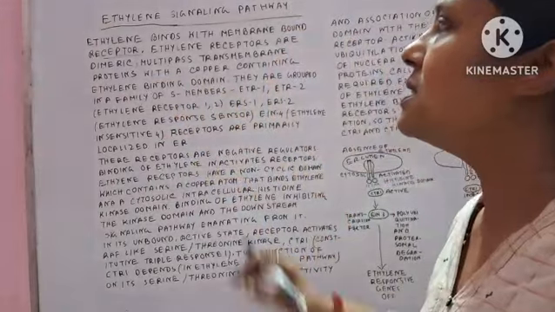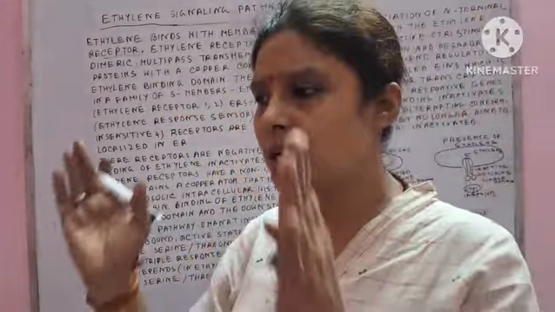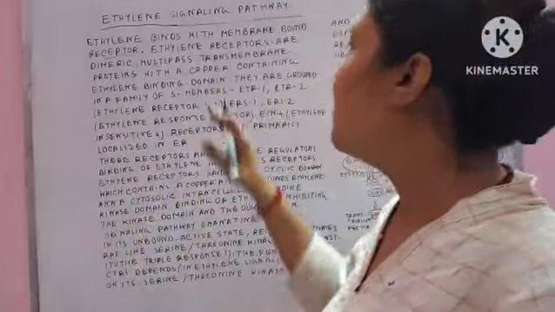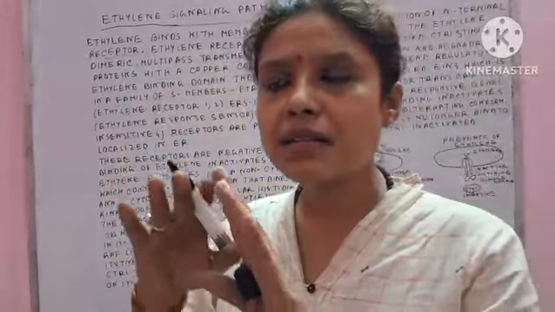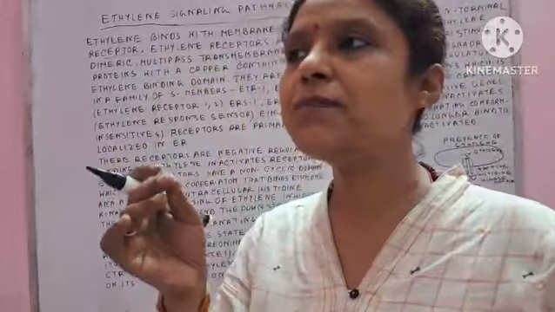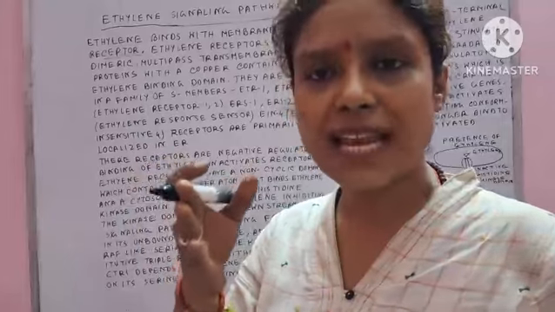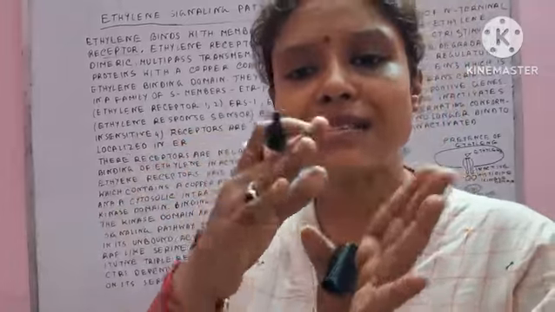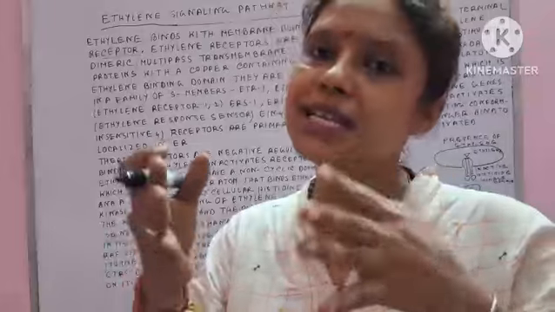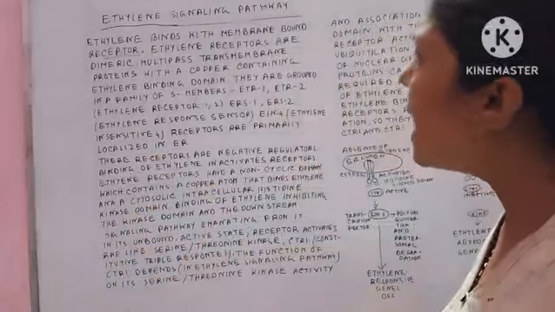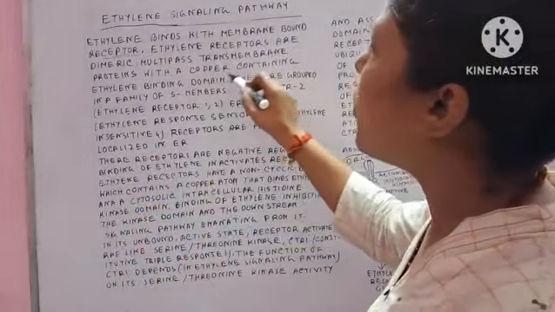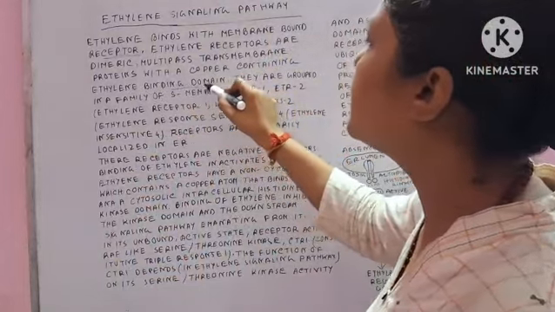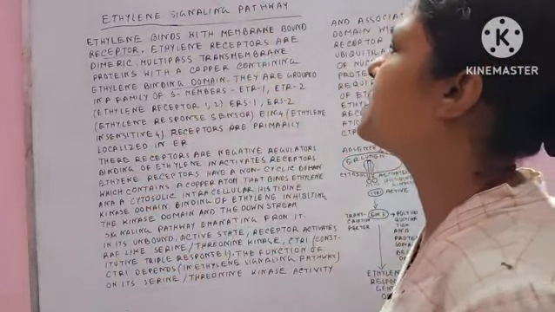So what are the features? These are dimeric. Dimeric means ethylene can bind on both sides of the receptor. Multipass means there are passes, the pores or channels, through which ethylene can pass. That means the receptor has multiple passes through which ethylene can pass. And it contains a copper-containing domain. The important thing is that this domain is present.